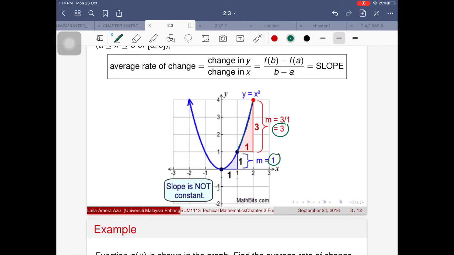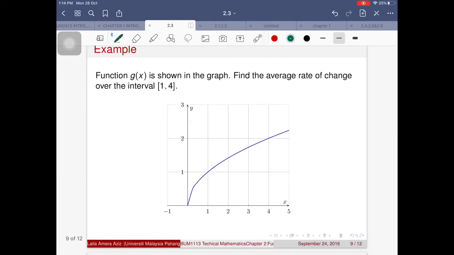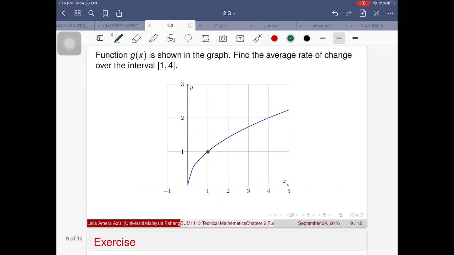But I think the only slope that is going to be constant will be for linear, but for the rest it will change according to the interval. Okay, so here I have a function g of x. I'm going to find the average rate of change over the interval from 1 until 4. So where is going to be the interval? It's going to be from here, 1 until 4.